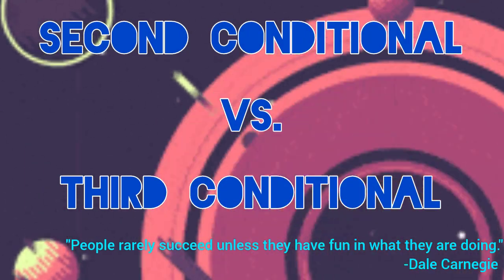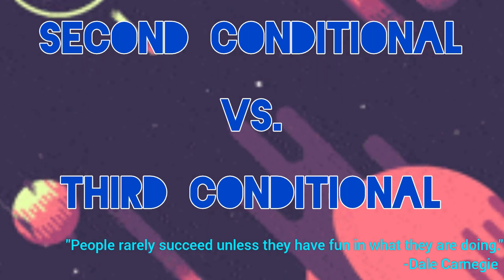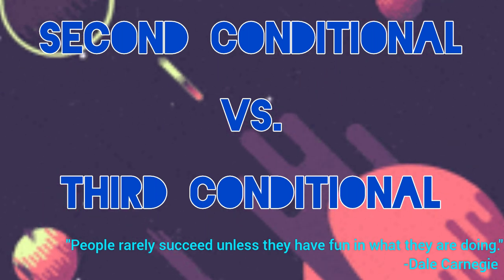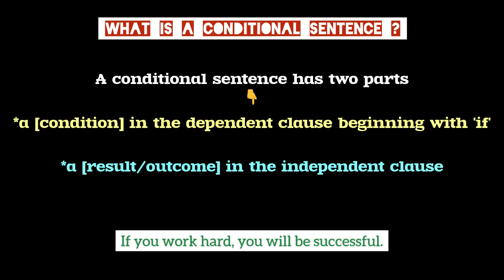Today's lesson is the second conditional sentence versus the third conditional sentence. But first up, what is a conditional sentence? Well, as the name suggests, a conditional sentence has two parts: a condition in the subordinate clause and a result or outcome in the main clause. In short, a conditional sentence consists of a condition and its likely result.